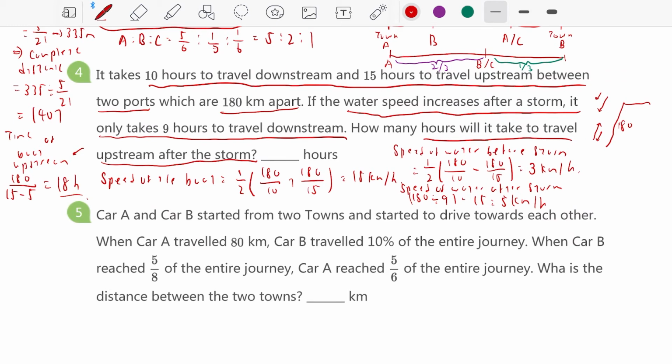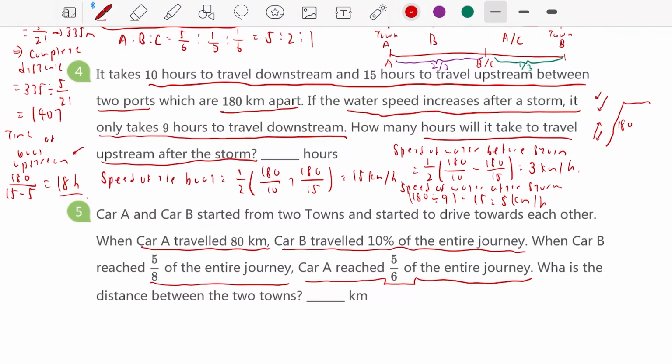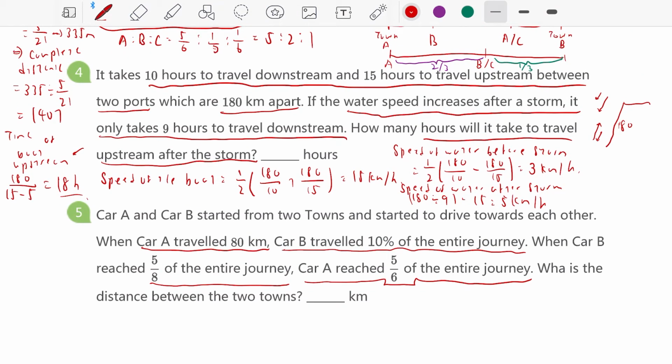So of course, we can see car A and car B started from 2 towns and start to drive towards each other. When car A traveled 80 km, car B traveled 10% of the entire journey. When car B reached 5/8 of the entire journey, car A reached 5/6 of the entire journey. What is the distance between the 2 towns? Well, I guess we can immediately see the ratio over here between A to B is actually just 5/6 to 5/8. Simplifying, it will just be 4:3. That is the key concept behind this.